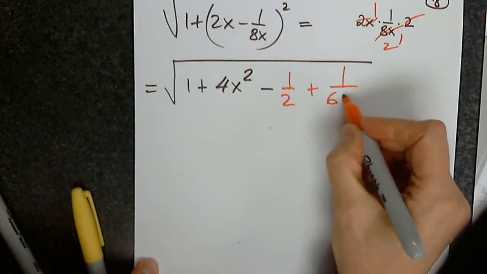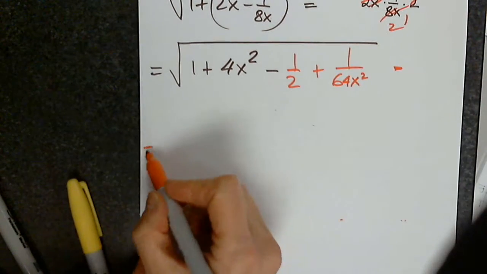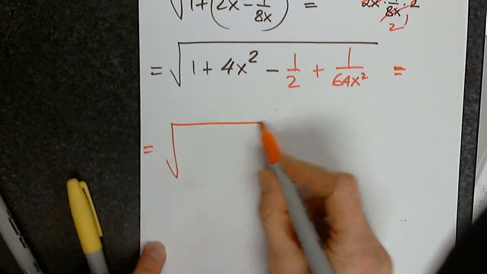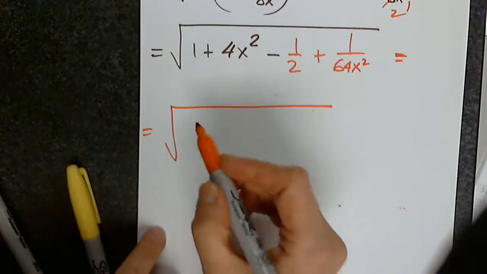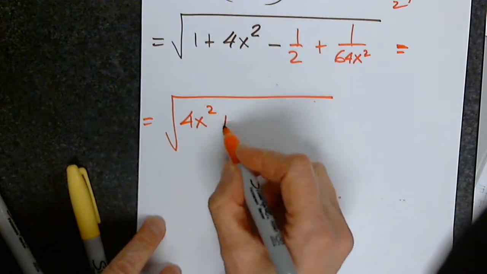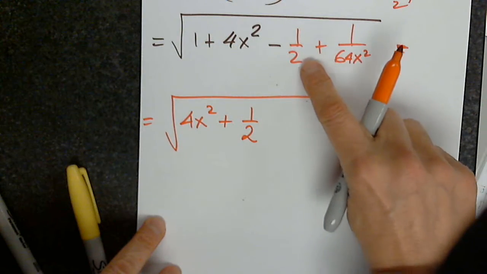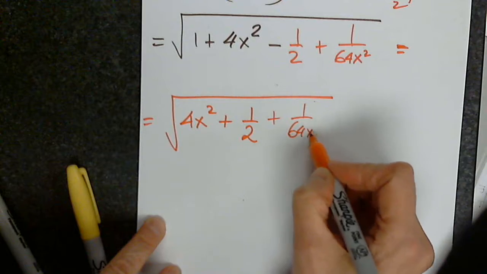Yes? Awesome. Very good. Let's combine like terms now. What will you write? And in descending order, please. Awesome. Plus 1 over 64. I have to put this first. Yes. And plus 1 over 64x squared. Awesome.